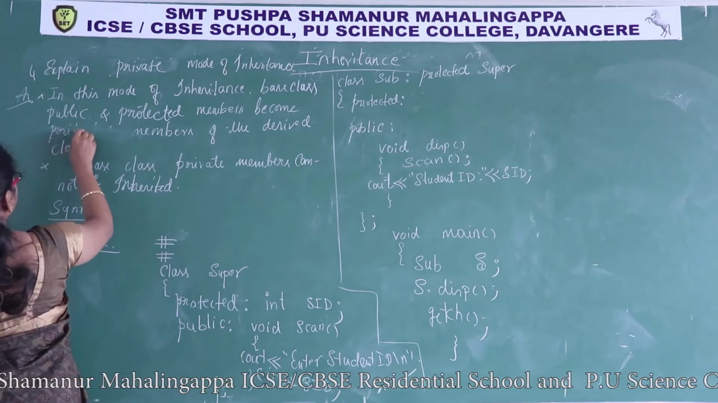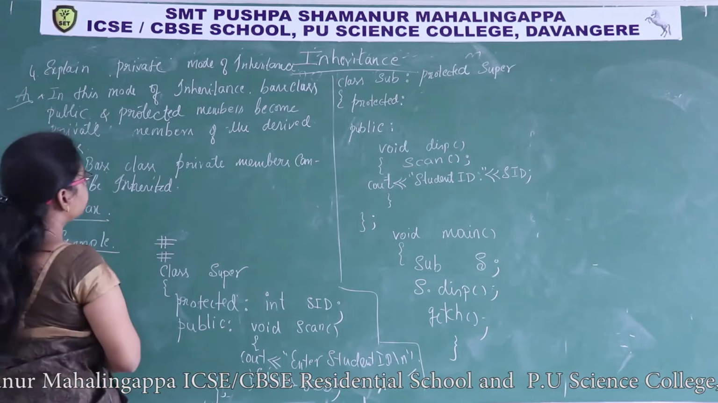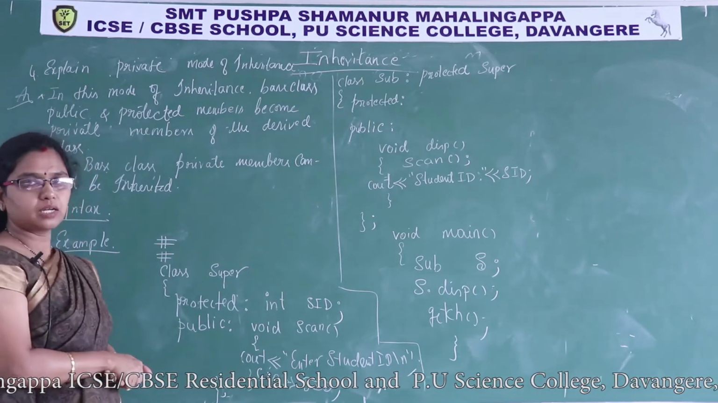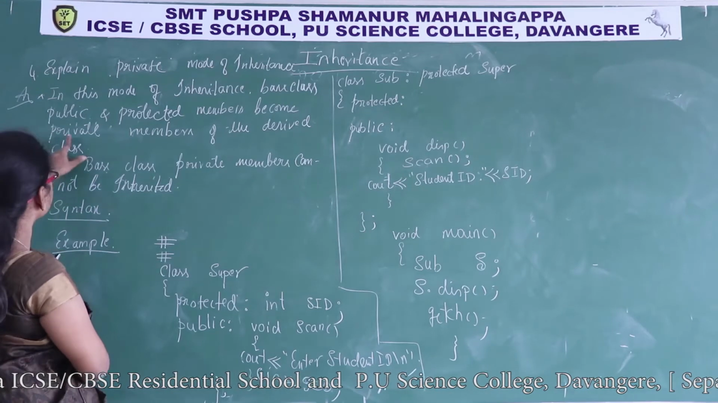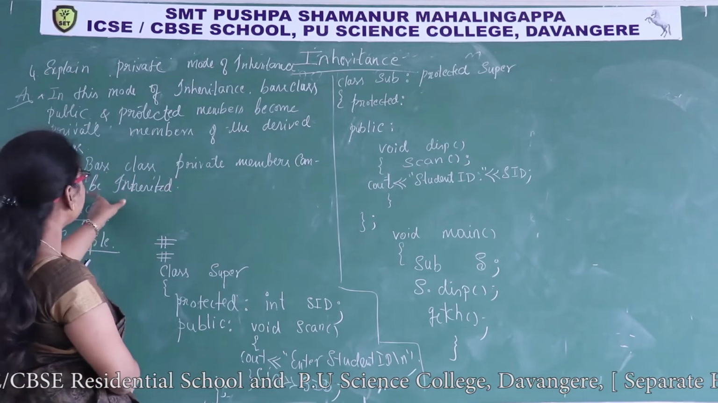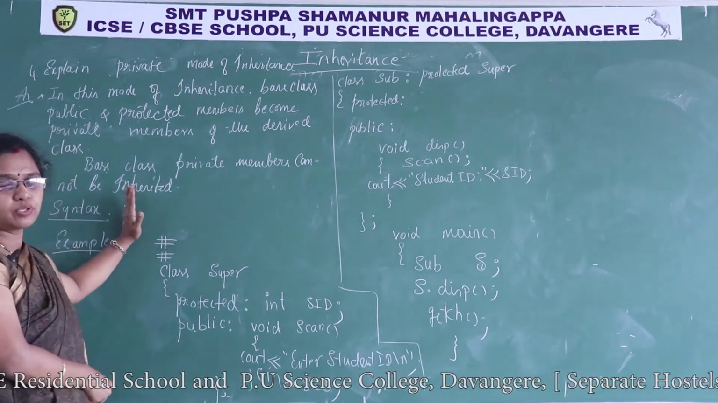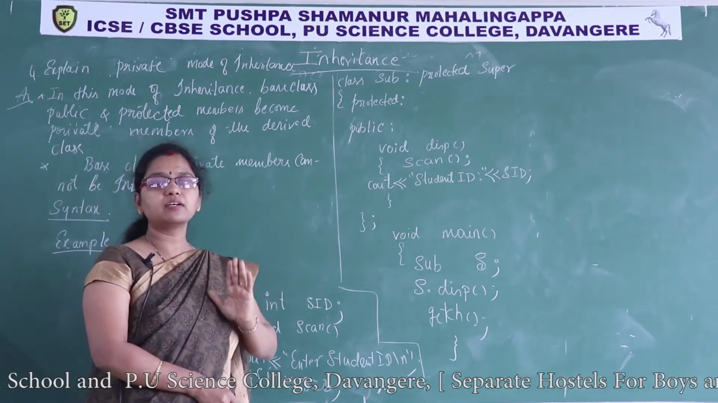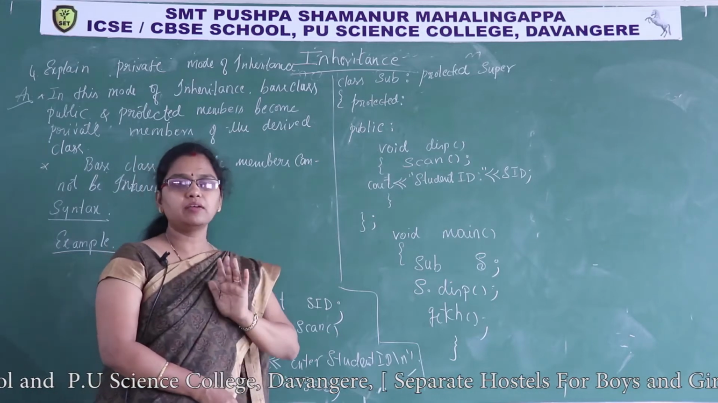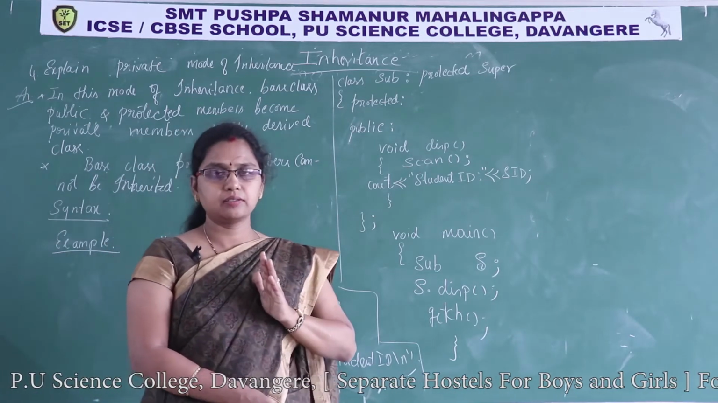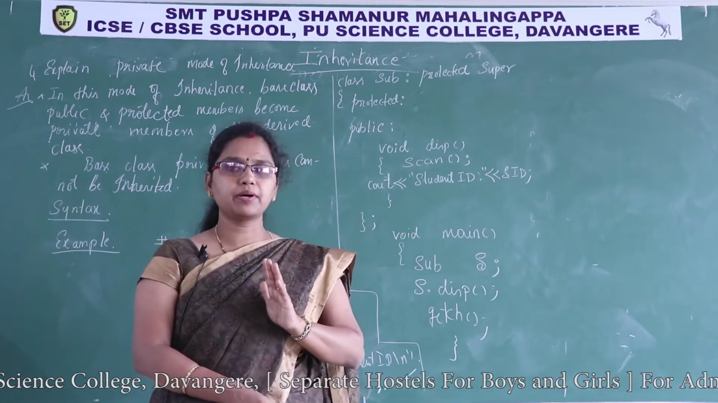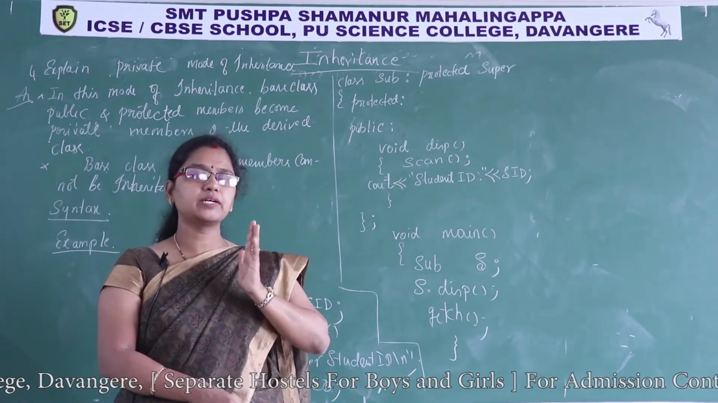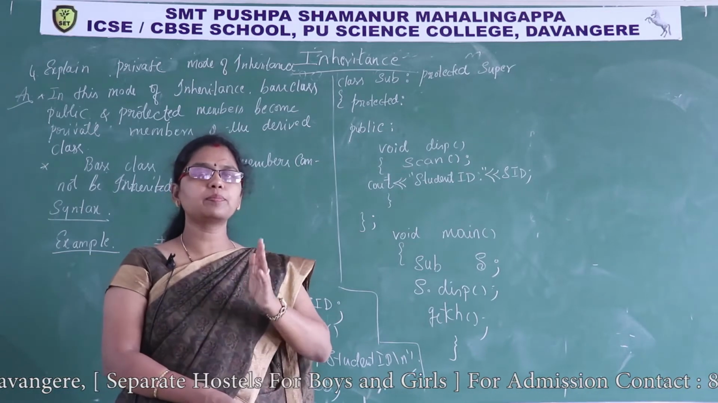Private members of the derived class. Okay. Next, base class private members cannot be inherited. Don't get confused with visibility mode and access specifier. Every class has three access specifiers: private, public and protected. So base class private members cannot be inherited, whatever the mode of inheritance, whether it is private mode, public mode or protected mode.